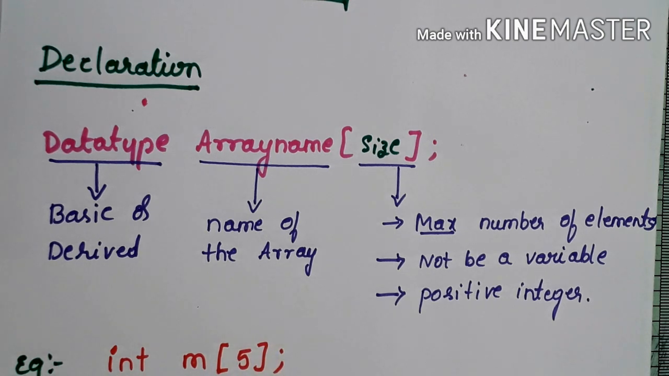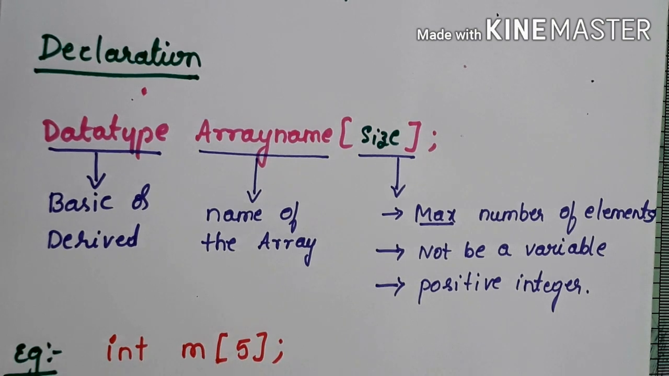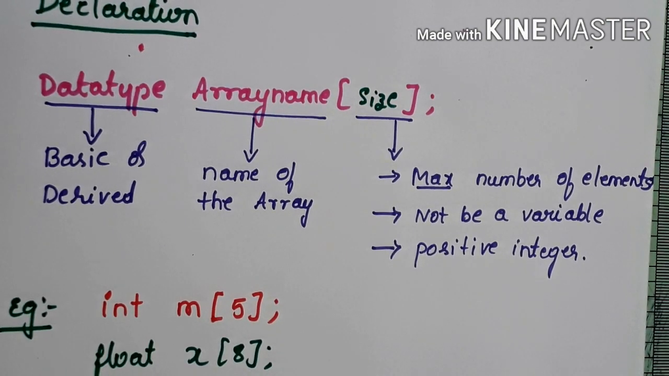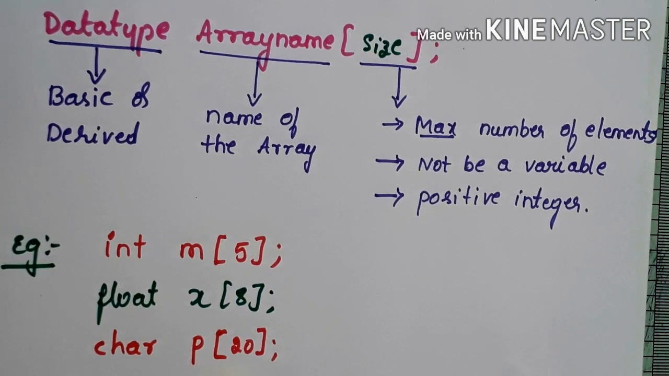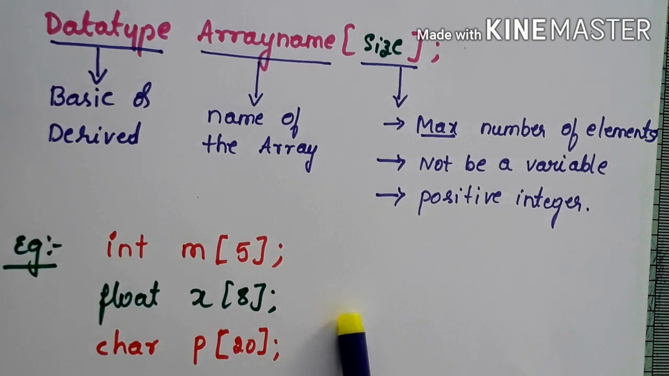In the same way, we can declare a floating point array also. This declaration indicates that x is a floating point array which stores maximum 8 floating point data. And also we can declare an array for character data. This declaration indicates that p is a character array which stores maximum 20 characters.